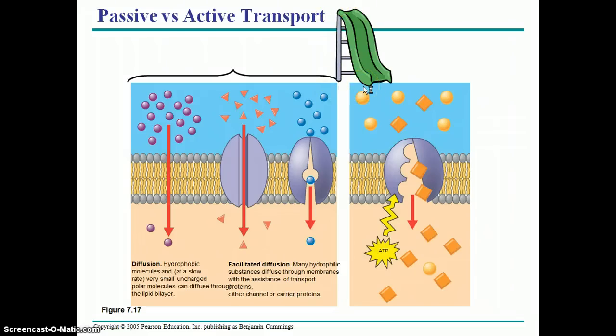So I like to use the slide as an analogy. Why do I have a picture of a slide here? I think of passive transport as like going down a slide. When you go down the slide, you're going from high to low, and you don't really need any energy. You just go down the slide, okay?